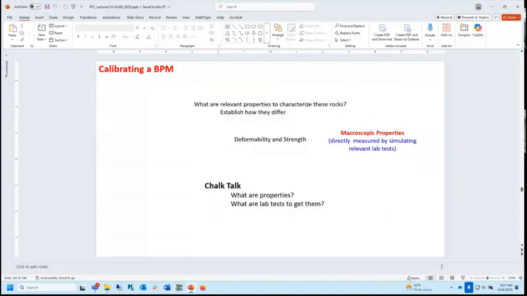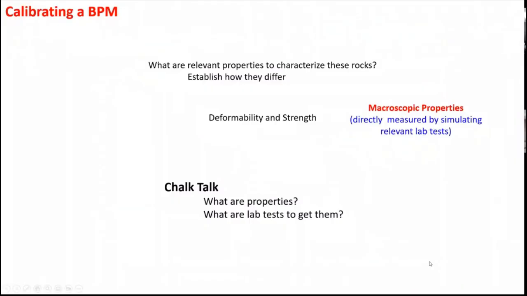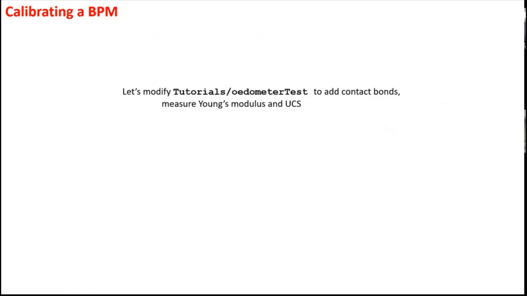Okay, it's 9:30. Let's go a little farther here. So, what are the properties? Well, we've talked about that. What are the lab tests? Direct tension, UCS, triaxial. Yeah, let's do this instead of just jumping in here. Okay.